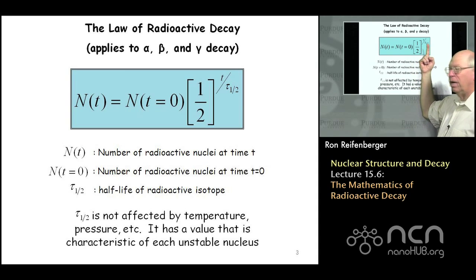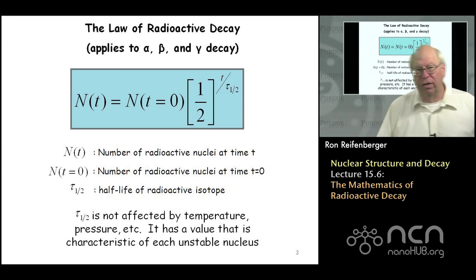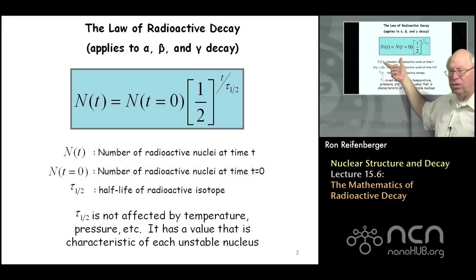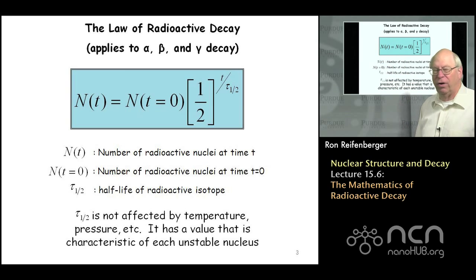When t is equal to tau 1/2, then this exponent is equal to 1, and the number of radioactive nuclei remaining is just cut by a factor of 1/2. If t is equal to 2 times the half-life, then this exponent has the value of 2. 1/2 raised to the 2 power is 1/4. And so after 2 half-lives, the number of radioactive particles remaining would be just 1/4 of what it was at the beginning. So that's the beauty of this definition. It's very intuitive, and it's very easy to remember.